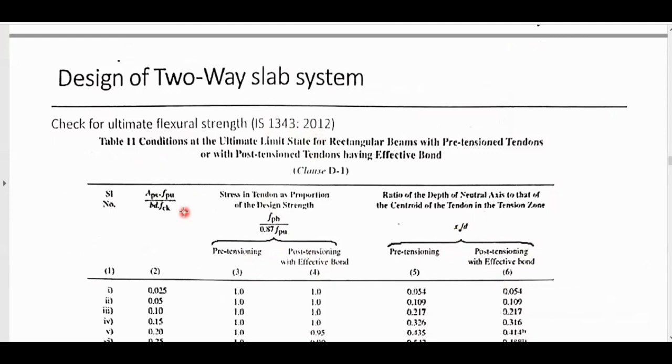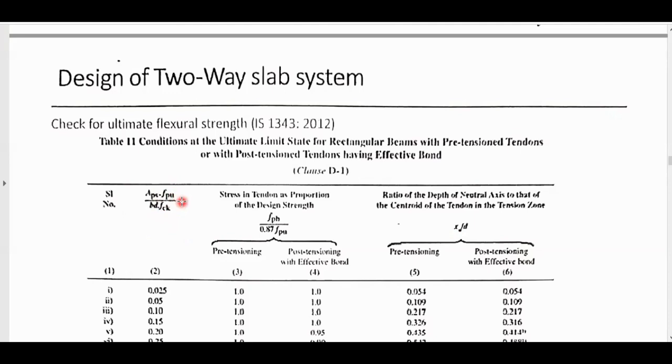So we need to start by calculating this one first, that is Aps into fpu divided by b into d into fck. We have calculated the number of cables required, and the number of cables into the area of one cable will give Aps, and b, d are the breadth and depth of the beam slab, that is 1 meter by 1 meter here, per meter span we are considering, and fck is the grade of concrete, and fpu.